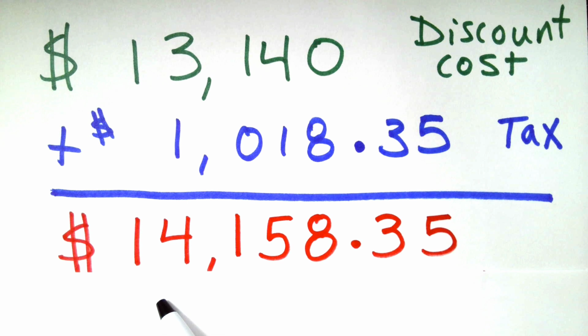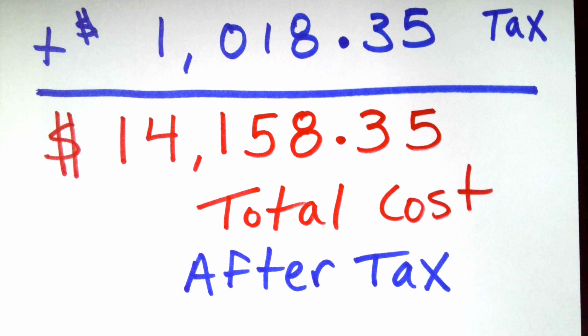So the cost of that vehicle, given the 60% discount from the original price, and the tax of $1,018.35, you're walking out of there paying $14,158.35. So again, what does that $14,158.35 represent? This is the total cost after you've added the tax.